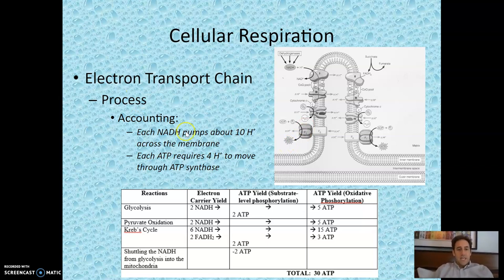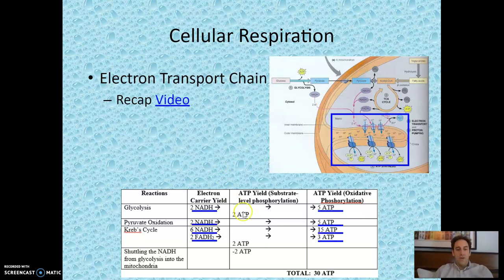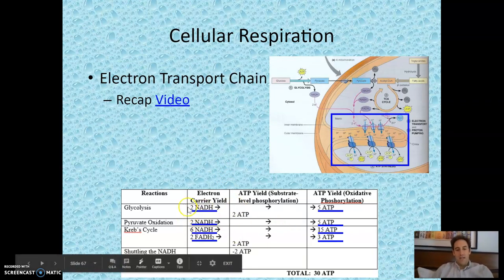Some accounting. Each NADH pumps about 10 protons across the membrane. Each ATP requires about 4 protons to move through ATP synthase, and so if you do the math, that means there's about 2.5 ATP per NADH. And so we see 2 NADH times 2.5 gives us 5 ATP. FADH2 gives us a little bit less energy, so those 2 FADH2s end up giving us 3 ATP.